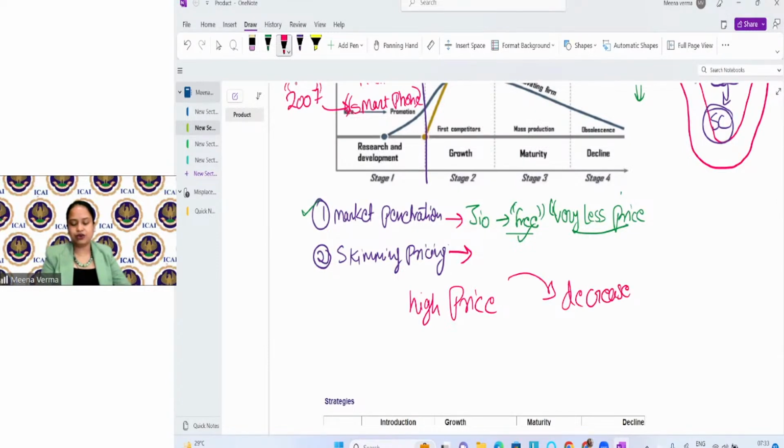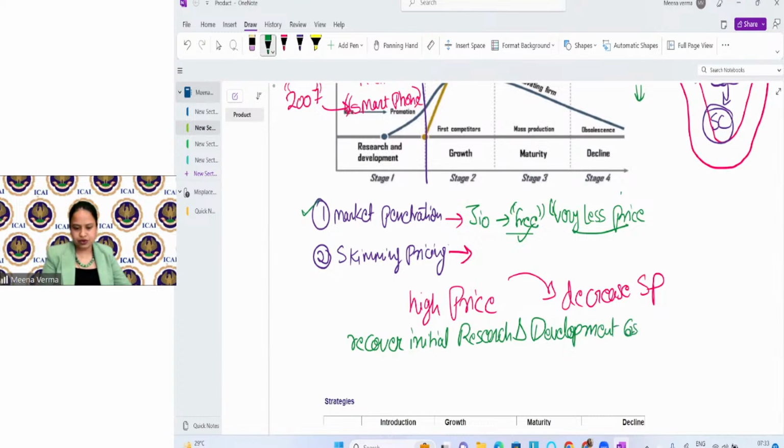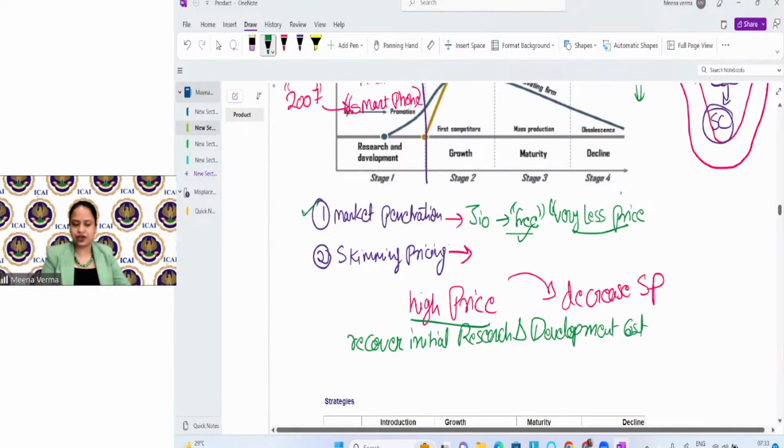Now, why are you doing this? Why decrease the selling price? Initially the price is very high so that you can recover the initial research and development costs which you have incurred.